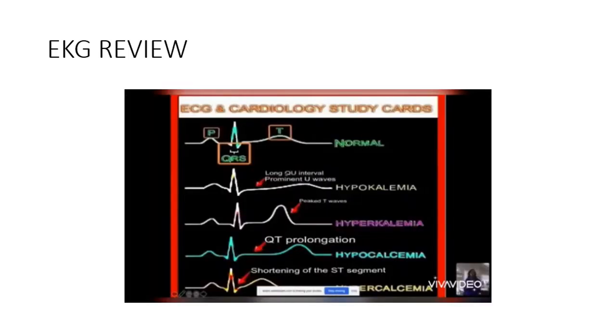So the electrolytes very much impact how your heart functions. That's why when I found this little PowerPoint, I was like, okay, this is pretty cool. So you see the normal. Now pay attention to your T wave, because remember, the T wave is repolarization. The ventricles are relaxing and just waiting to be filled with blood. If your electrolytes are abnormal, you're going to see some changes in your T wave.